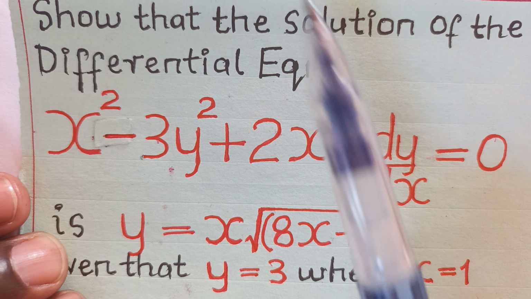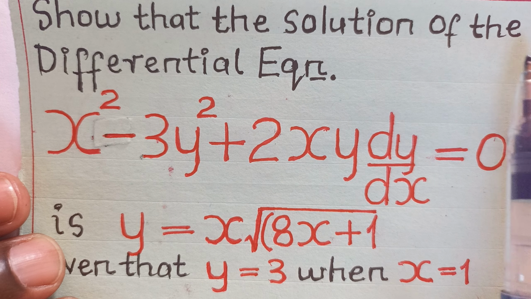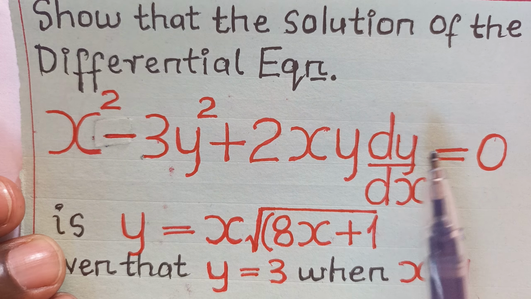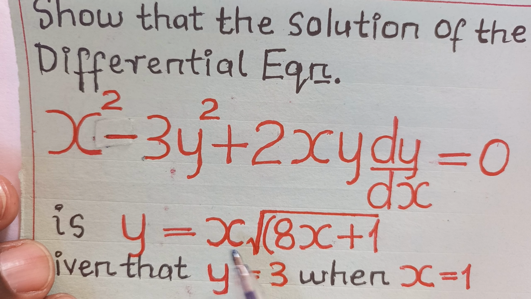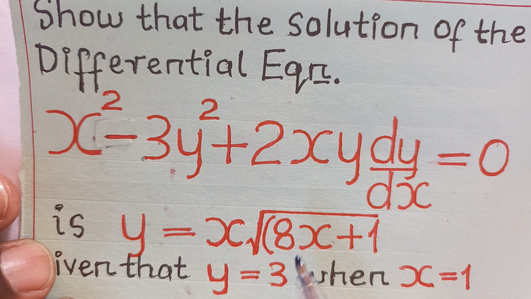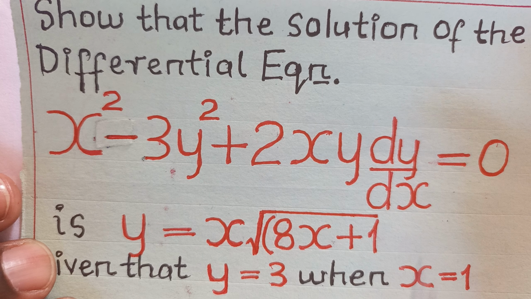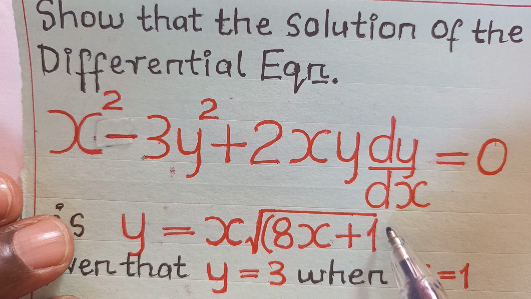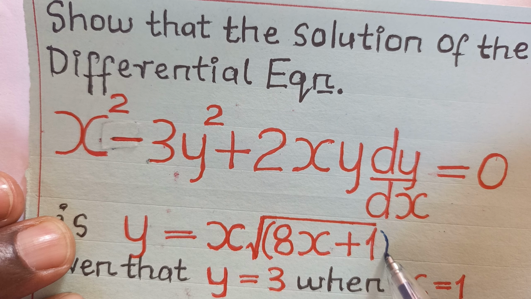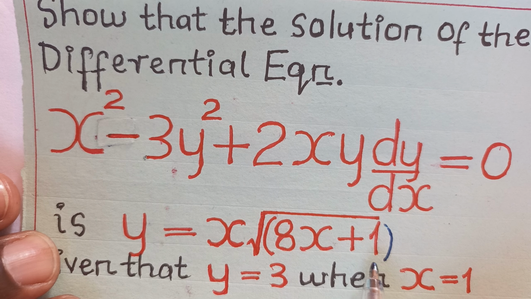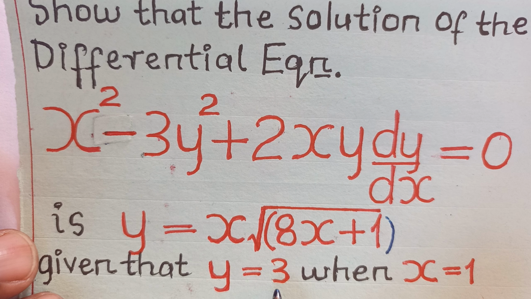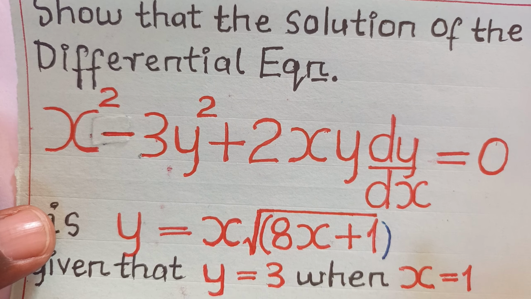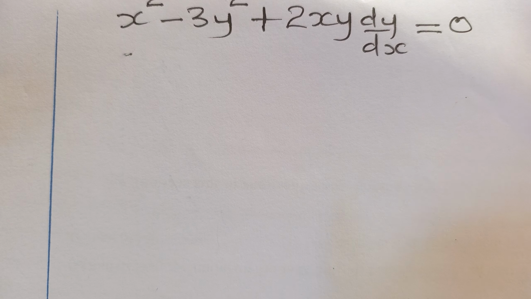And the question is, show that the solution of the differential equation is right here, is y equals x square root of 8x plus 1. Guys, this is what we are now going to prove, that y is equal to that, given that y is equal to 3 when x is equal to 1. And so guys, I start off the question.